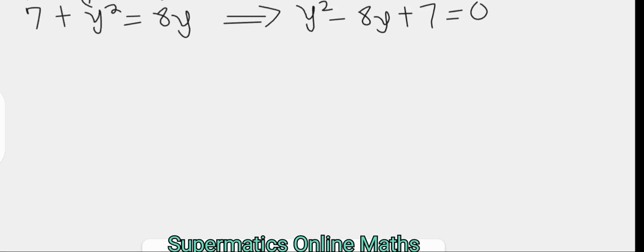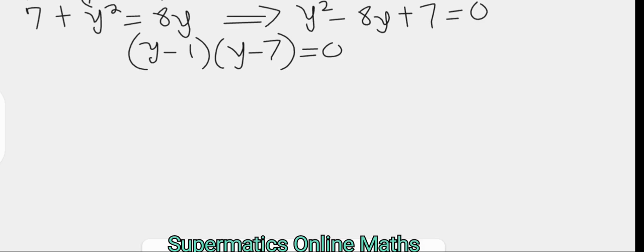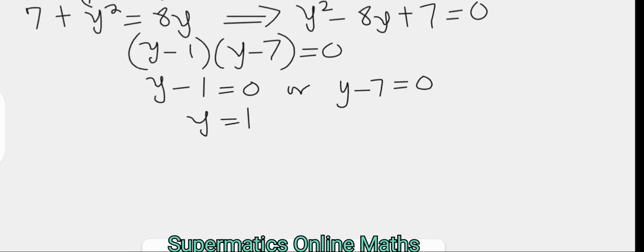And with the constant term being plus 7 and the middle term being negative 8, then minus 1 and minus 7 are the factors to use in factoring this. And when factored, it is going to be y minus 1 times y minus 7 equals 0. And by the zero product property, y minus 1 is 0, or y minus 7 is 0. So that y is either 1 or y is 7.